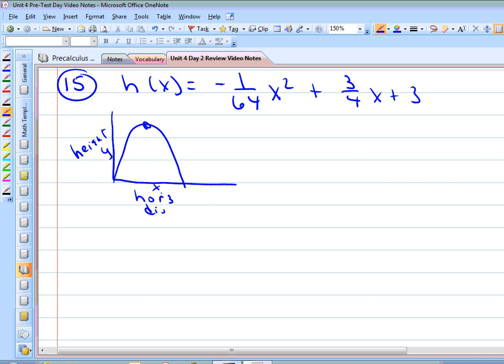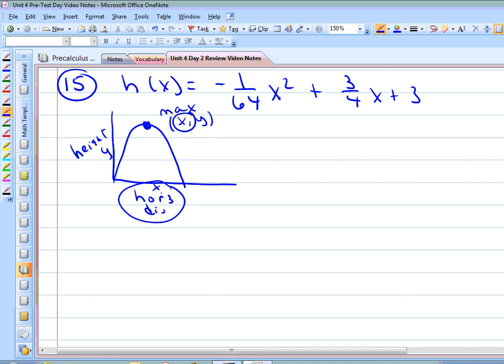Well, the highest point, we're talking about a max. And a maximum is a point where the parabola makes the turn, and it's going to have an x and y value. It's going to be a point right there. We want to know how far horizontally. Well, that would be the x part. All you want is the x part in this case.